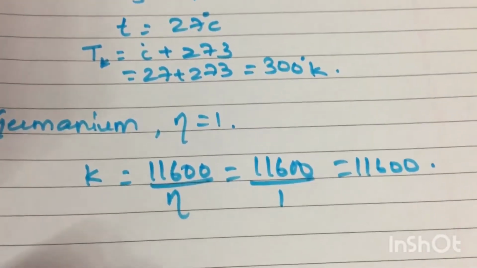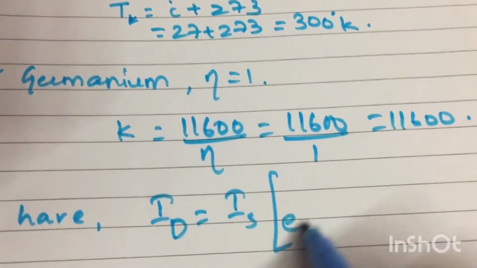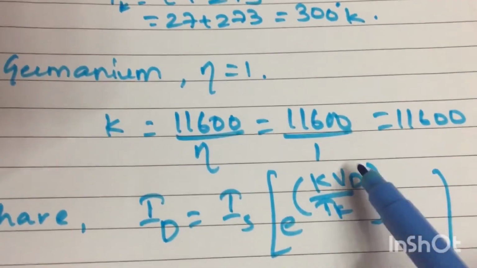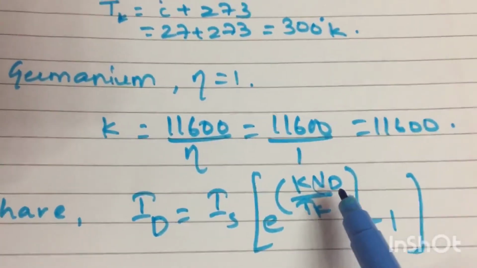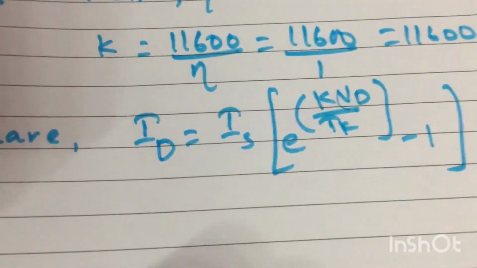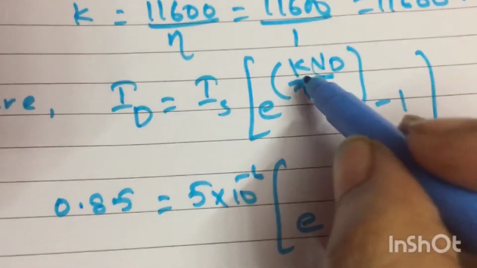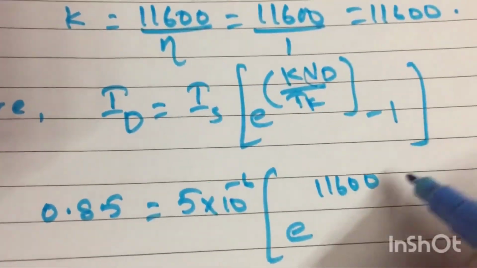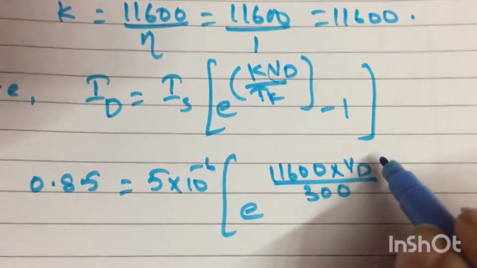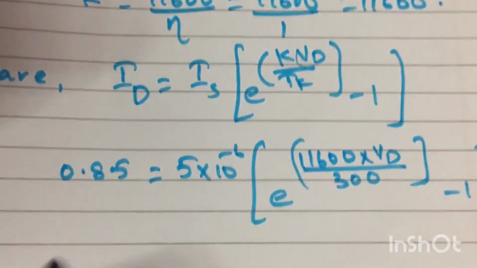Okay. So the equation we have is ID is equal to IS e power KVD by TK minus 1. We have to find out this term. He's telling us to find the forward bias voltage applied, this VD. So substituting all the values, ID is 0.85, IS is 5 into 10 power minus 6, e power K is 11600, VD we don't know, into VD, temperature we got as 300. So this complete thing minus 1. Okay. So if we take this, we'll just keep this here and we'll divide this over here.